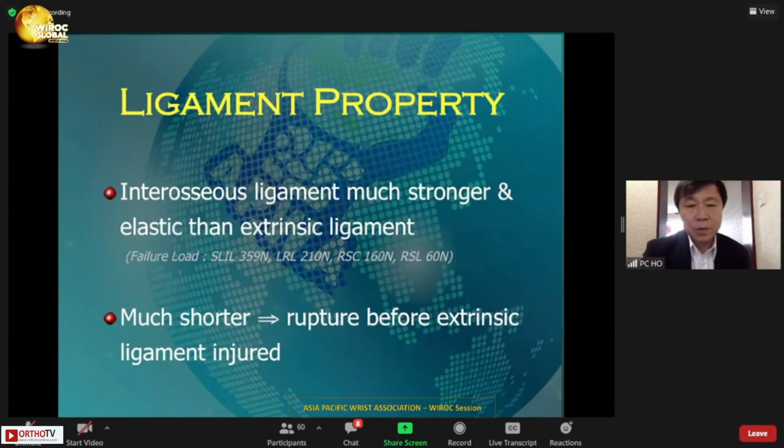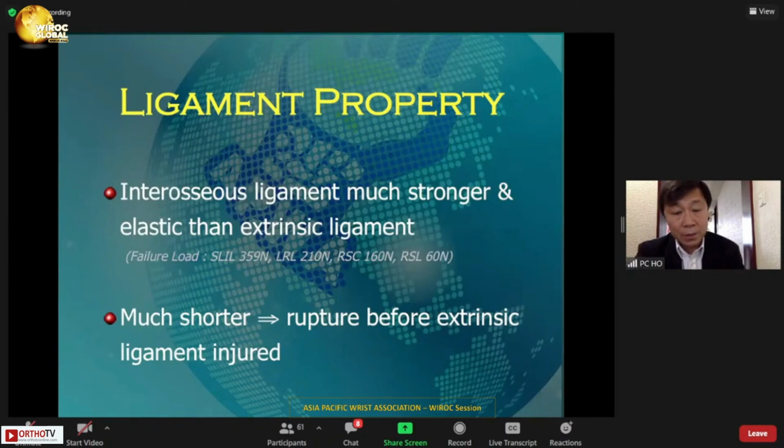Sometimes we see the interosseous ligament is damaged, but theoretically the extrinsic ligament is weaker, so it should be damaged before the interosseous ligament. But often in arthroscopy we may just see the tear of the interosseous ligament. It's because, although they are stronger, they are also much shorter than the extrinsic ligament. So when they are subjected to the injury fall, they may actually rupture before the extrinsic ligament. In other words, you will see the intrinsic ligament ruptured, and the extrinsic ligament does not have any morphological damage.